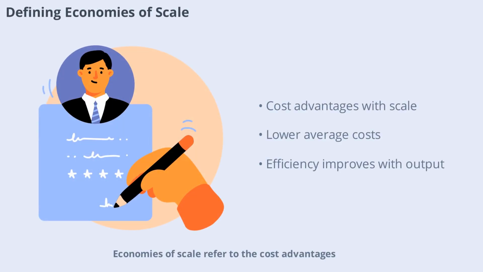Economies of scale refer to the cost advantages that firms experience as they increase their output. Essentially, as a company produces more, the average cost per unit tends to decrease. This happens because fixed costs are spread over a larger number of goods and operational efficiencies improve. Think of a factory producing cars. The more cars it makes, the less it costs to make each one. This principle is a cornerstone of modern industry and helps explain why large companies often dominate their markets.